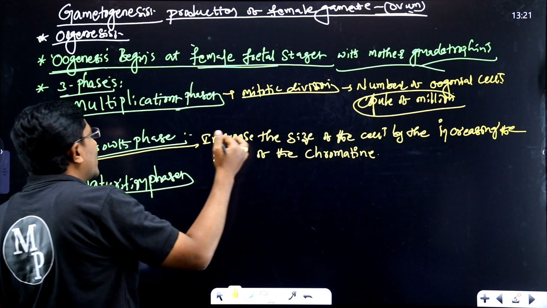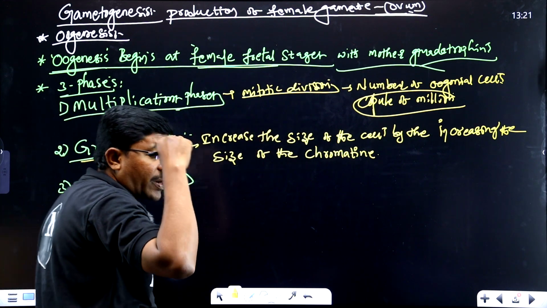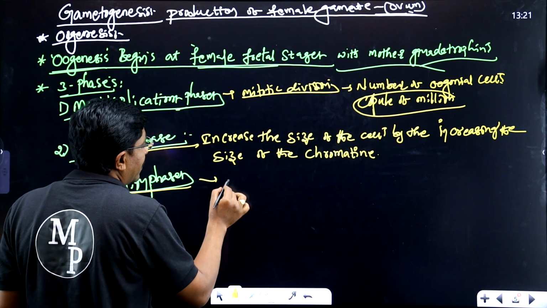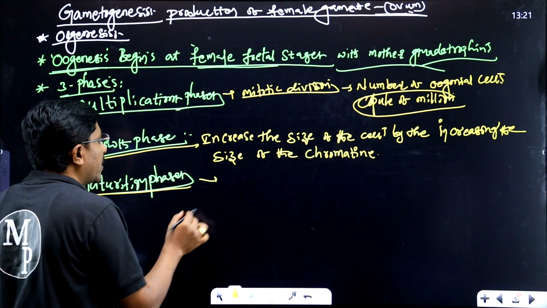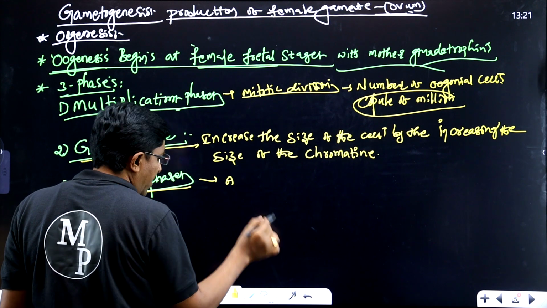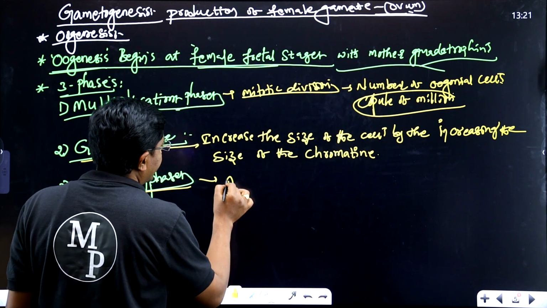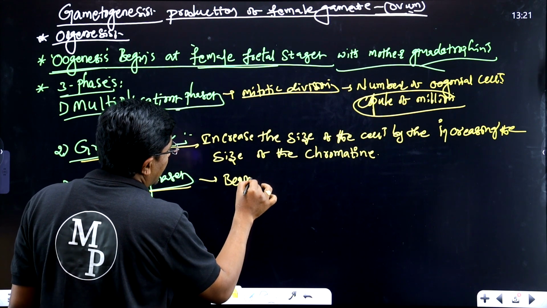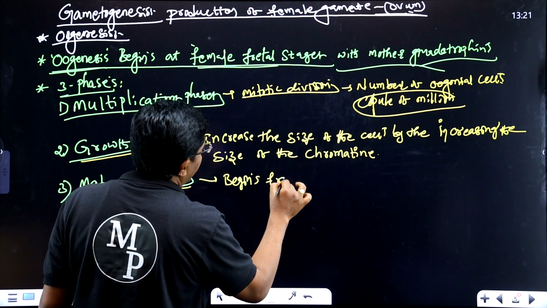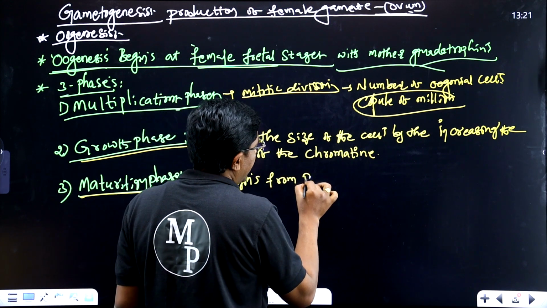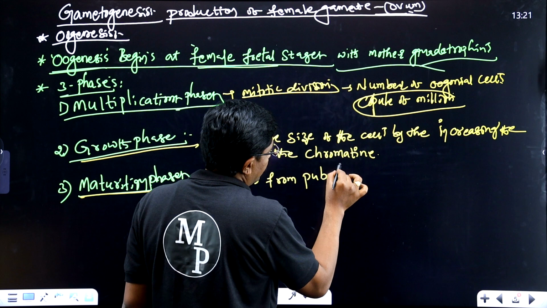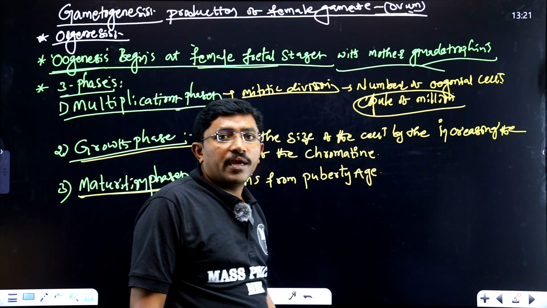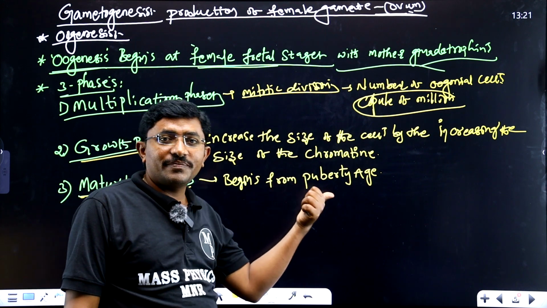So after completion of the growth phase, all our primary oocytes are developed. The primary oocytes enter into the maturation phase. The maturation begins from puberty age.